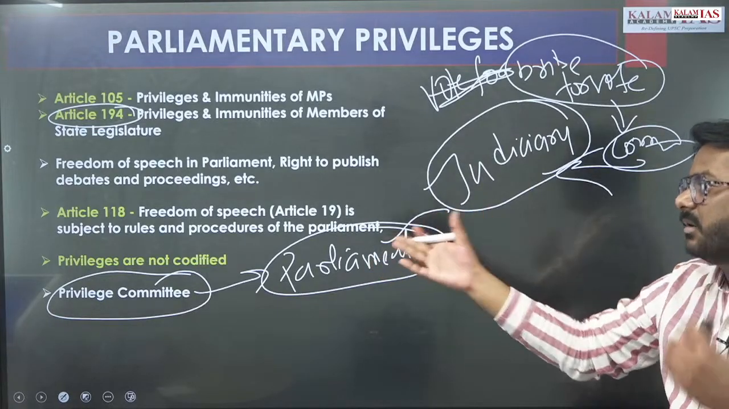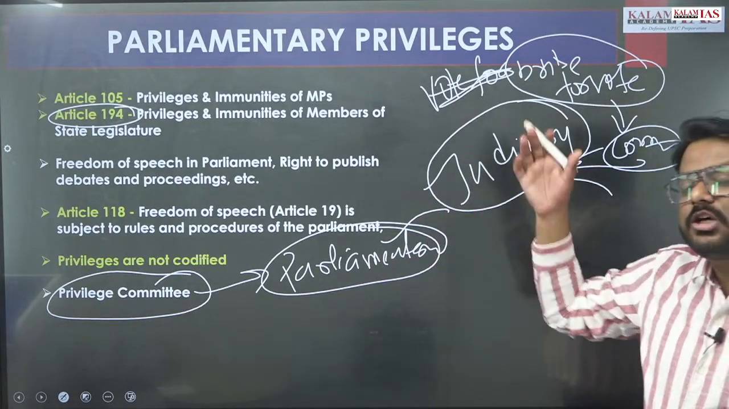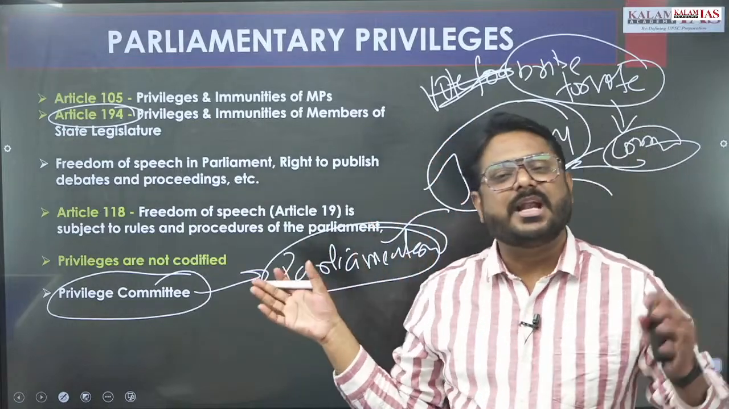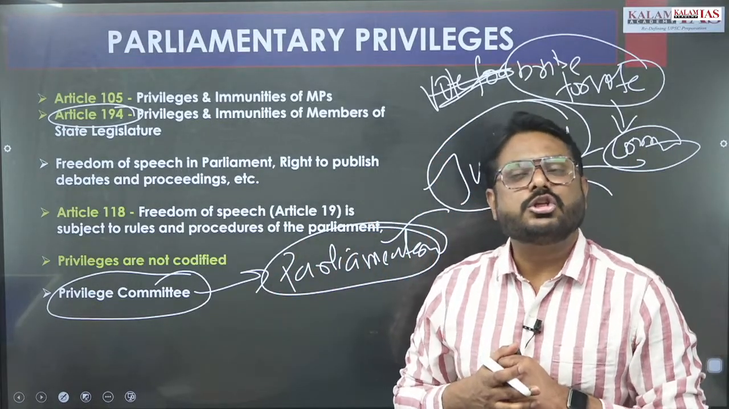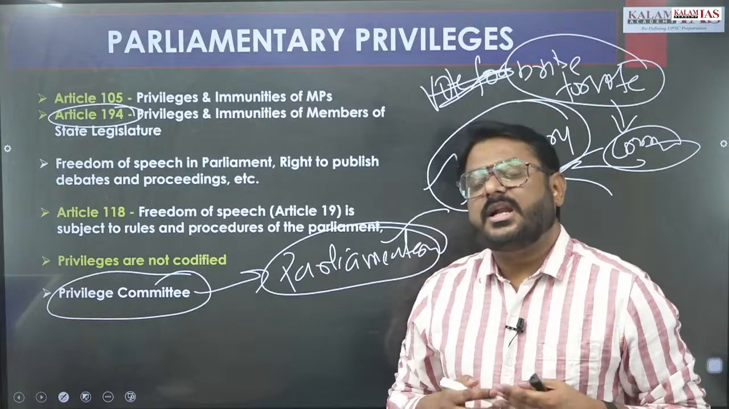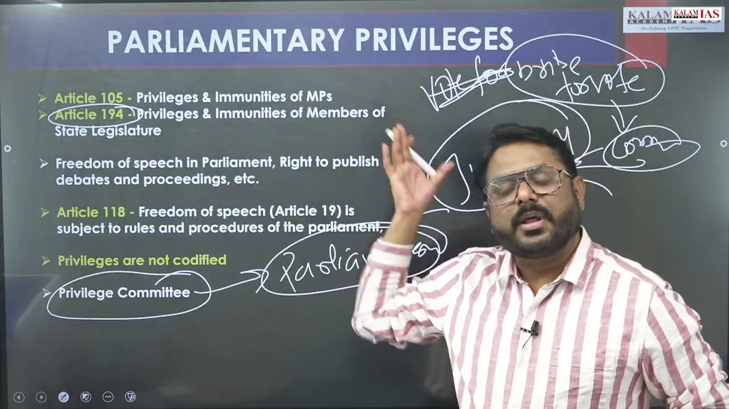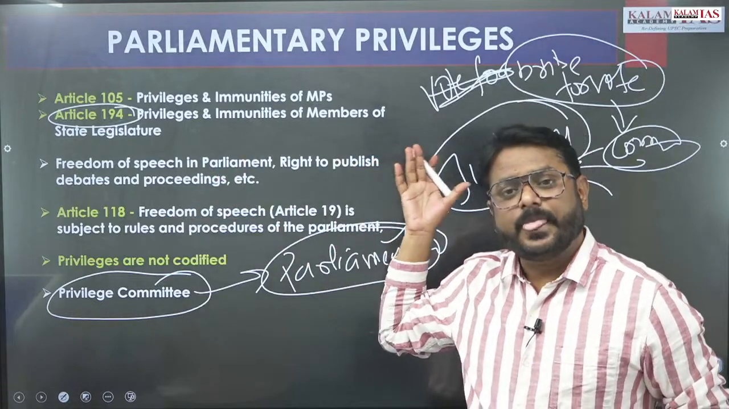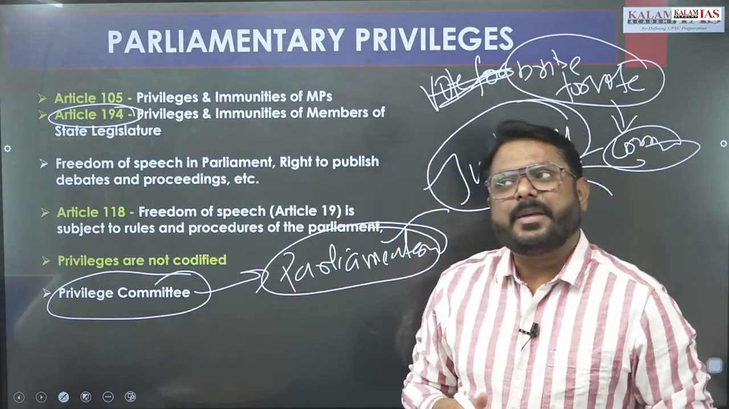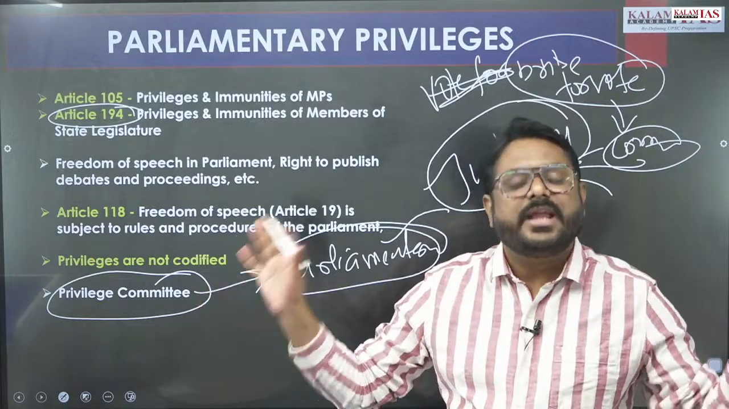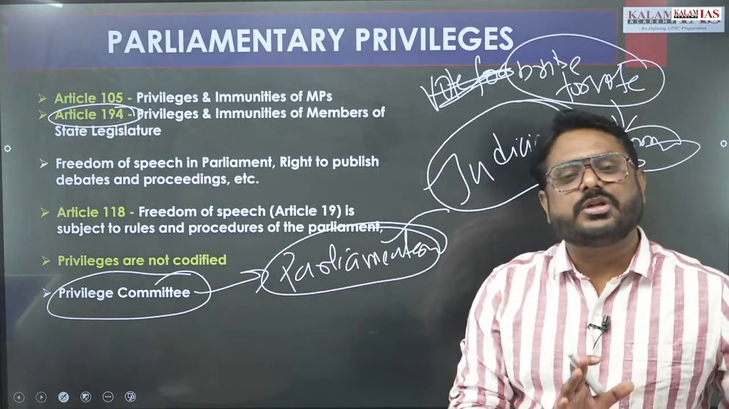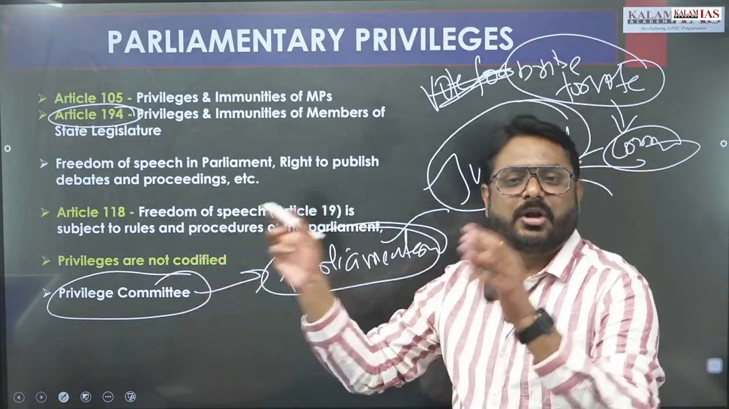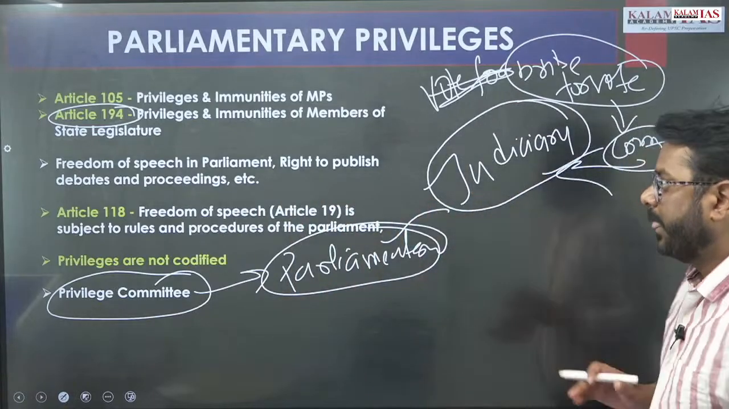Parliament, what is the function of the parliamentary committee, what are the constitutional articles, whether the privilege and immunity is mentioned in the constitution or not. Yes, it is mentioned under Article 105 for the member of parliament and Article 194 for the member of state legislature, but privileges have not been codified anywhere, neither in the constitution nor in the rules and procedures of the Lok Sabha or the Rajya Sabha, right.